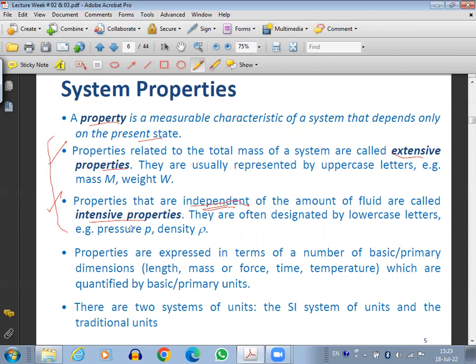You're going to cover this concept in the topic of Reynolds transport theorem, which we are going to study not today, but probably in the next few lectures.